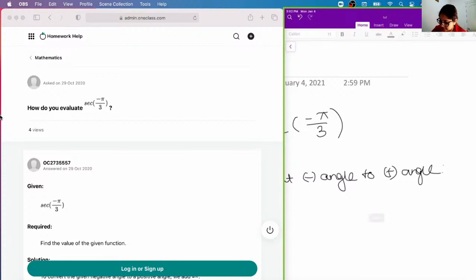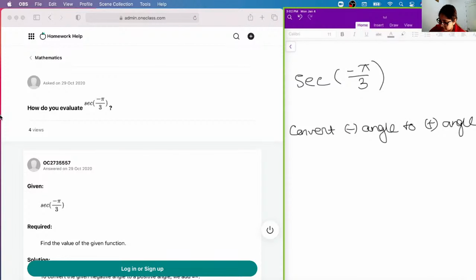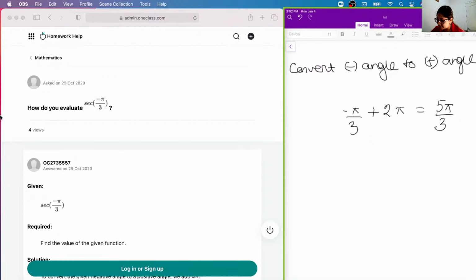Okay, so to do this, we basically have to add 2 pi to the whole angle. So we have negative pi over 3 plus 2 pi, and this will give you a new angle, which is 5 pi over 3. So this is your new positive angle, and using this, we can find the answer for our question.